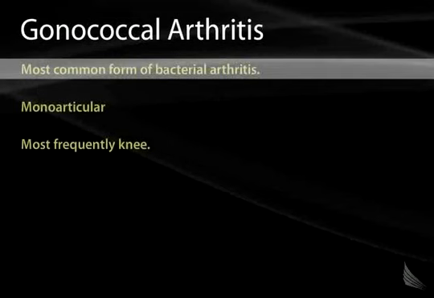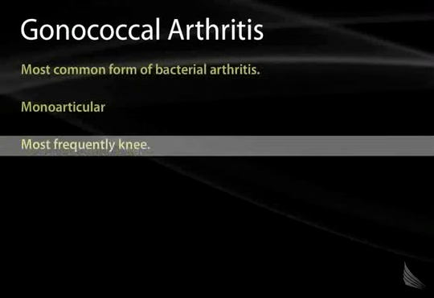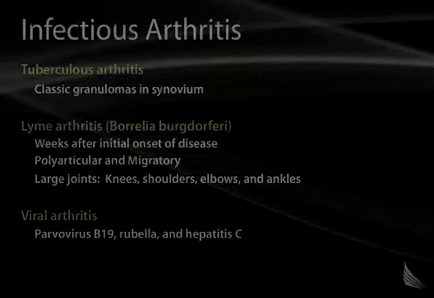The most common form of bacterial arthritis will be gonococcal arthritis. This tends to be monoarticular and most frequently affects the knee. Look for this in questions where you have a single joint being affected, often in a younger individual who will then have to have the history of having some sort of purulent urethritis elicited after complaining of knee pain.